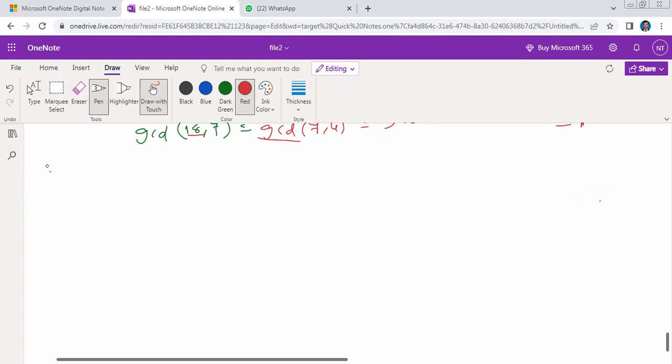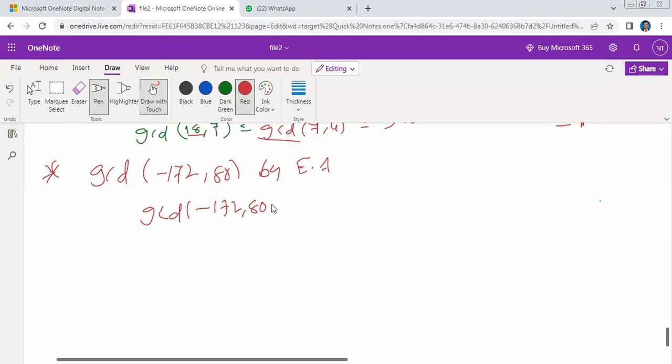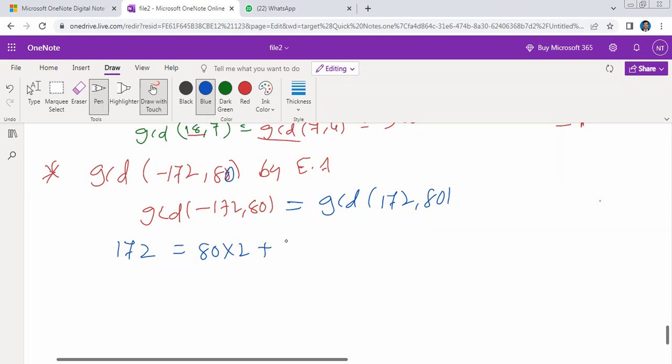నెక్స్ట్ నెగిటివ్ నెంబర్స్ తీసుకున్నప్పుడు ఏమవుతుంది? GCD ఆఫ్ -172, 80 by Euclidean algorithm. We know that GCD of a negative number -172, 80 is equal to GCD of 172, 80. నెగిటివ్ నెంబర్స్ నెగిటివ్ ని ఎమిట్ చేసుకోవచ్చు. దీన్ని ఎలా రాయొచ్చండి? బై డివిజన్ ఆల్గరిథం 172 is equal to 80 into 2 plus 12. Very good.